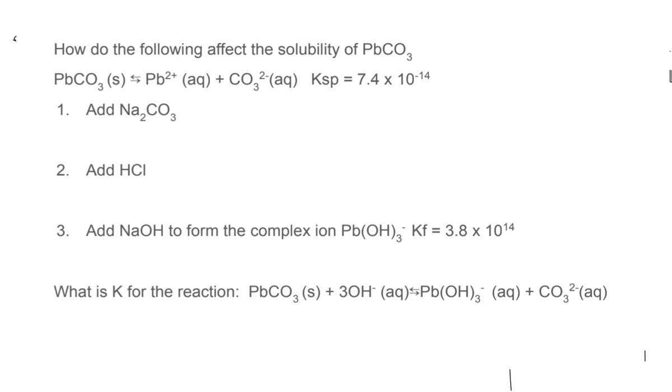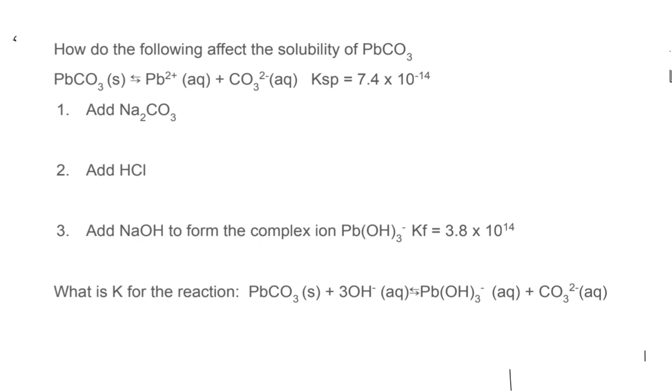I'll do this first one because I think it's a good problem and has a lot of layers of complexity. So here we want to think about how certain solutions or certain ions are going to affect the solubility of lead carbonate. And so this reaction is going to take place. We're looking at lead carbonate forming lead ion and carbonate ion, and it has a KSP associated with it.